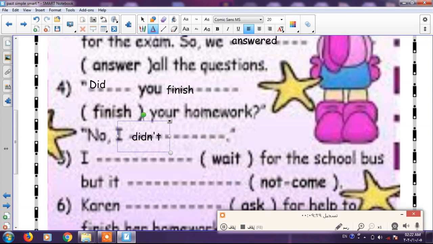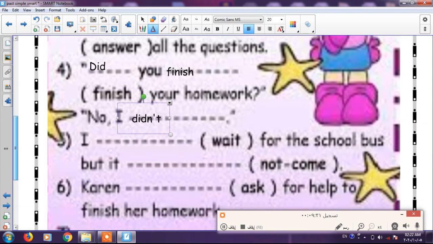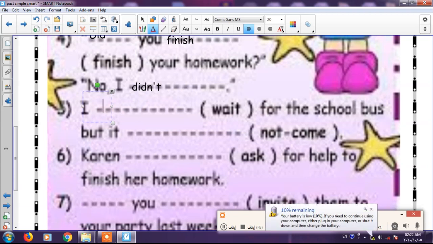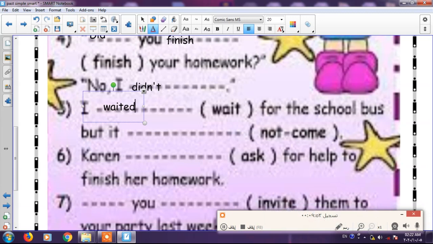Okay, number 5. I wait for the school bus. Okay, we have here to turn the verb wait into the past simple. So I will add ed to the verb. It will be waited. I waited for the school bus. But it not come.